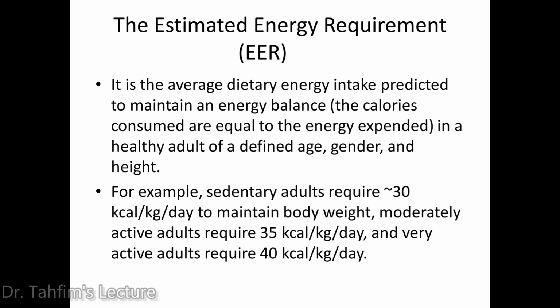That is, sedentary adults require around 30 kilocalories per kg per day of energy to maintain their body weight. So if we know the body weight of that sedentary adult, we can calculate by this formula. Moderately active adults require 35 kilocalories per kg per day, and very active adults require 40 kilocalories per kg per day.